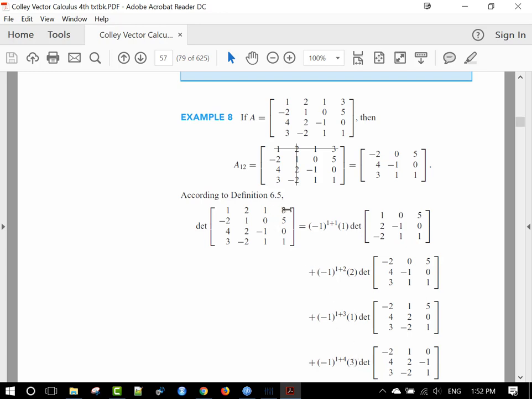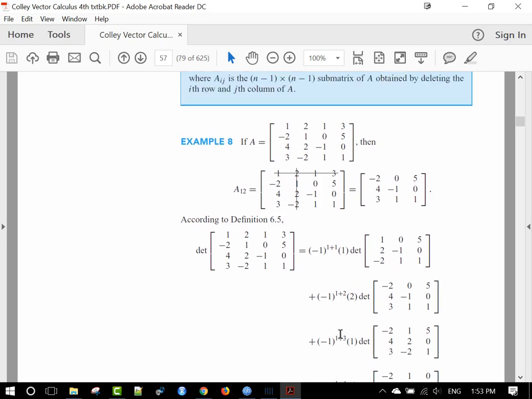And then the A14 element, which is here. Okay, so we're going to do all of that. And then the only other thing you have to do is worry about whether you're adding or subtracting. So here, -1 squared is adding. Here, -1 cubed is subtracting. Here, -1 to the 4th is adding. Here, -1 to the 5th is subtracting. And that is the formula.